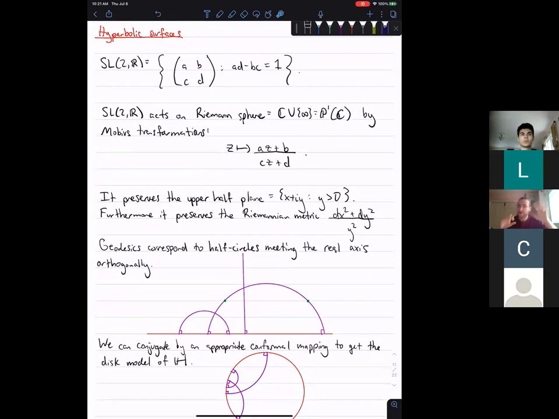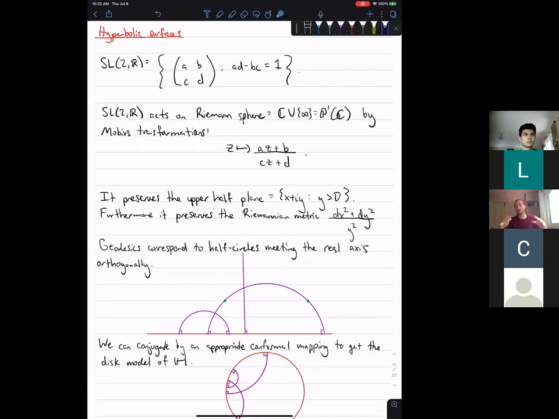So in the background of all of hyperbolic surfaces theory is this group SL2R. SL2R is the group of 2x2 matrices with real entries for which the determinant is 1. And what's important about SL2R is that it acts on what's called the Riemann sphere.